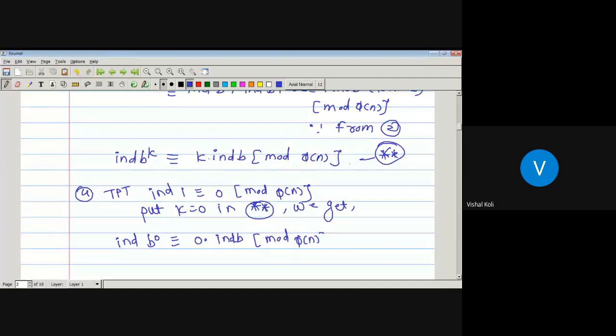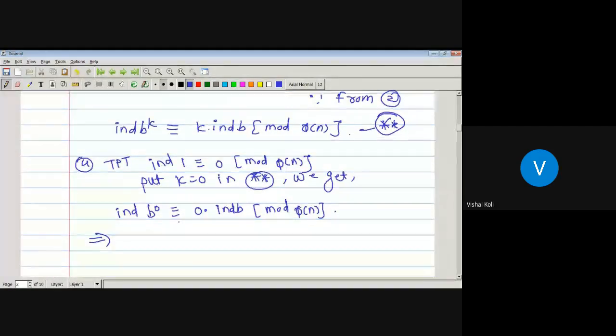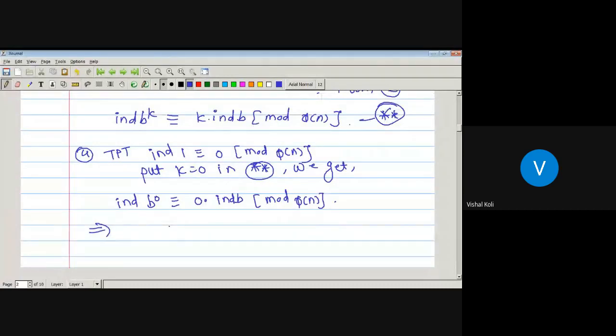Anything raised to 0 will be 1, as b is any integer and having power 0, therefore it is 1. So it is nothing but index of 1, which is congruent to 0 into anything, which is 0, modulo phi of n. And that is what we have to prove. So here we get index of 1 is congruent to 0 modulo phi of n, and hence proved.